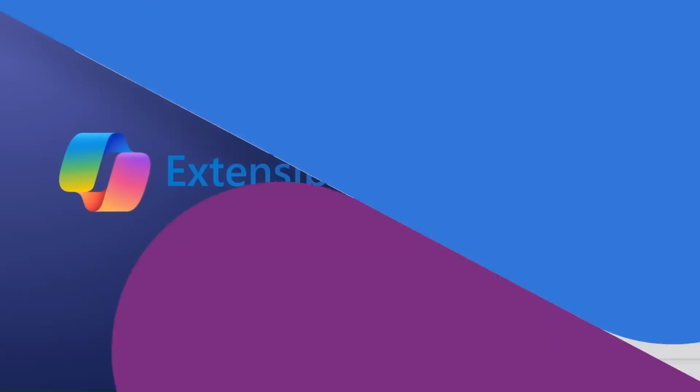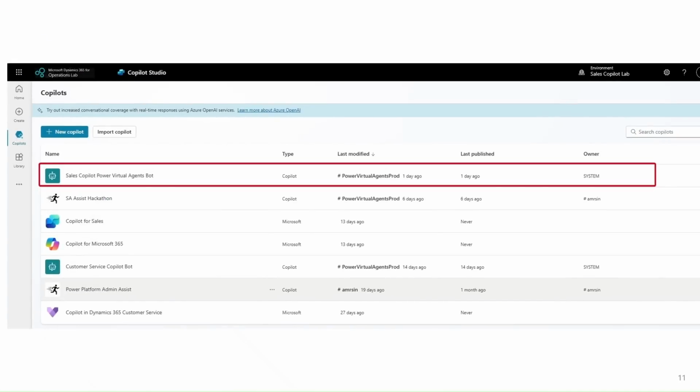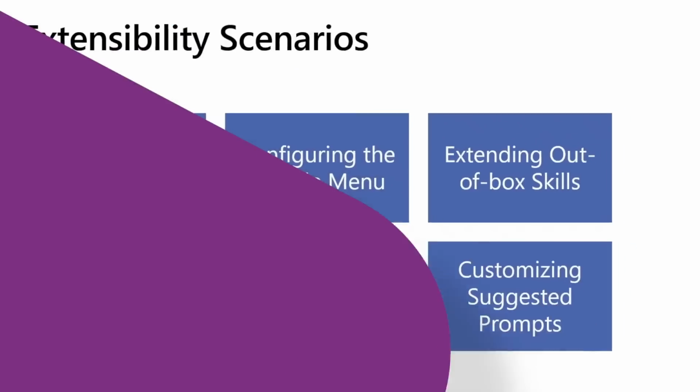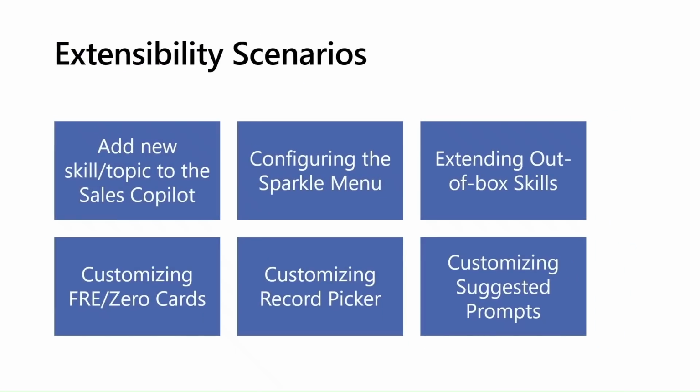Extensibility options. Copilot in Sales is like any other PVA, or Power Virtual Agents, bot. It's a first-party bot available in a Dataverse solution. To extend the Copilot, we will be extending this specific Sales Copilot Power Virtual Agent bot, as shown in the screenshot. So here are some of the extensibility scenarios.